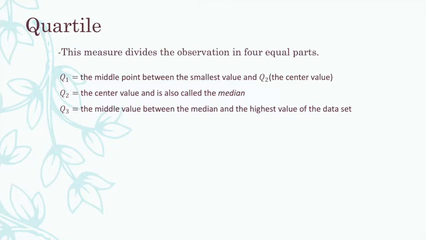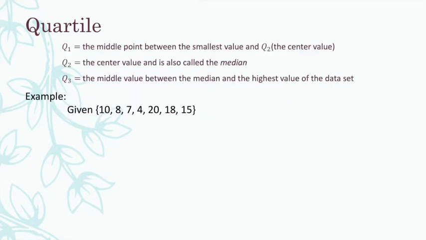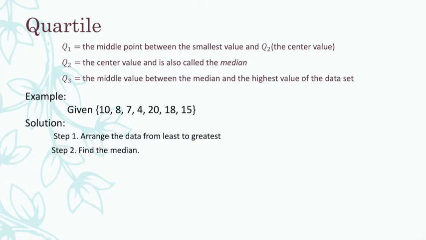So in order to understand thoroughly what is quartile, let's have an example. We have this given data set: 10, 8, 7, 4, 20, 18, and 15. To get Q sub 1, Q sub 2, and Q sub 3: step 1, arrange the data from least to greatest. Step 2, find the median. Then step 3, find the median in the lower quartile and the upper quartile.